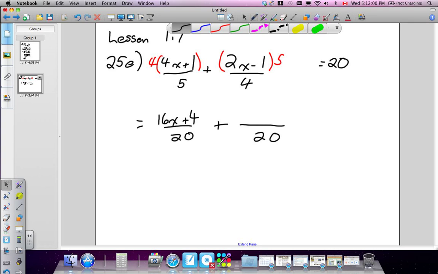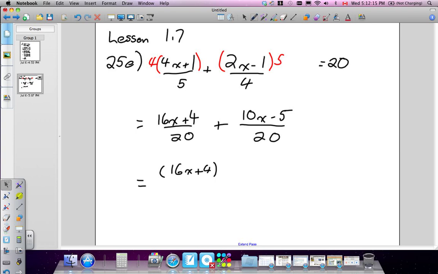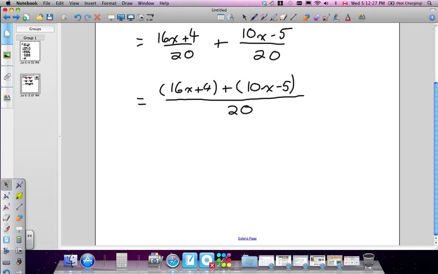Yeah, that's right. Okay. So once we have a common denominator, we can just turn it into one fraction. So I'm going to put these two into brackets. So I have 16x plus 4. I'm going to bring up the addition sign, plus 10x minus 5. And this is all over 20. Okay? Think of it like that. Now that we do that, I just have to add our tops. Because this is an addition sign, I can just drop the brackets. So I get 16x plus 4 plus 10x minus 5 divided by 20.